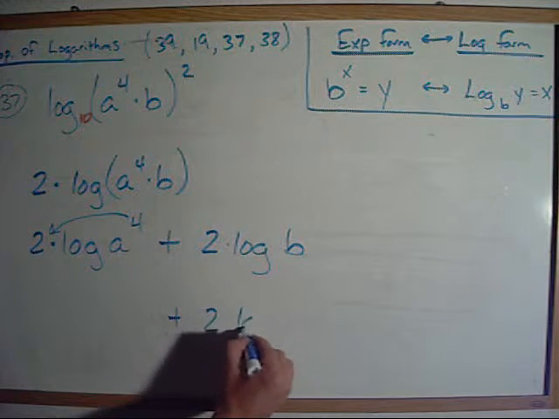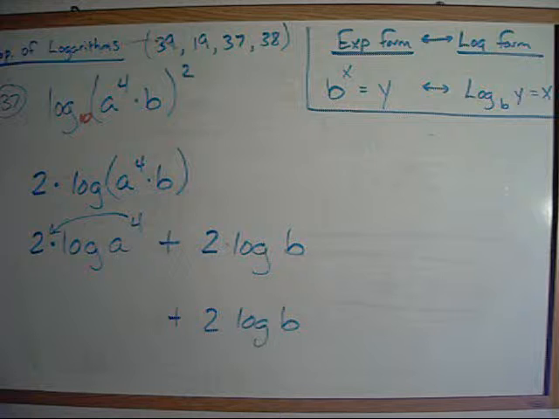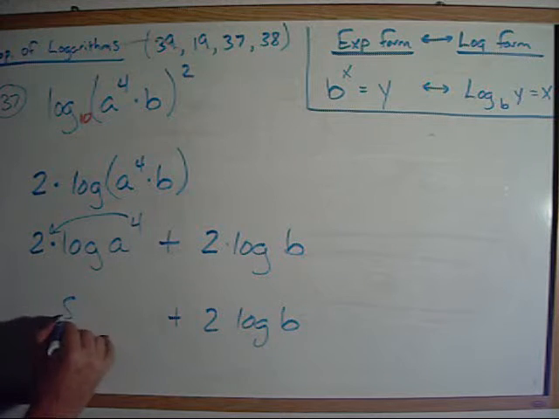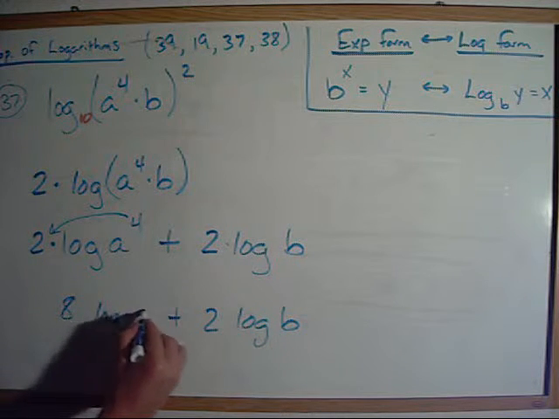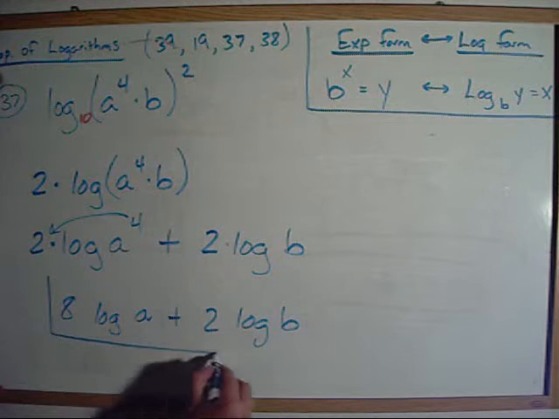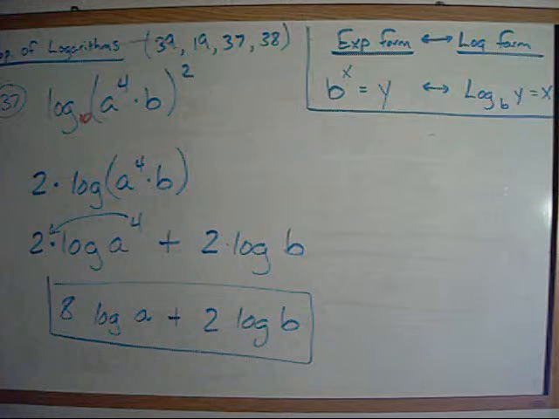So over here, that log base 10 of b stays there. This 4 comes down with multiplication. Power comes down with multiplication. So we get 8 log of a plus 2 log of b. So that is question number 37. This is the expanded form right there, using those properties of logarithms.